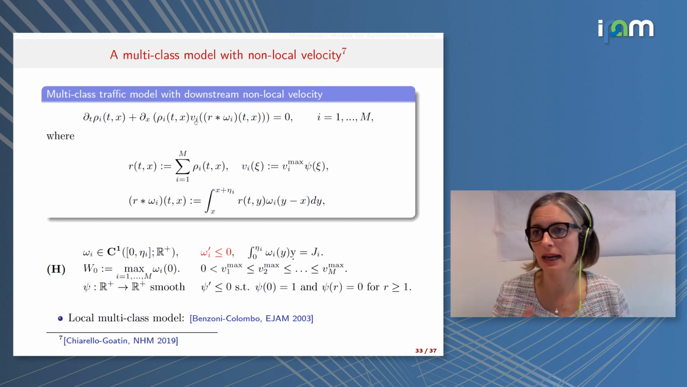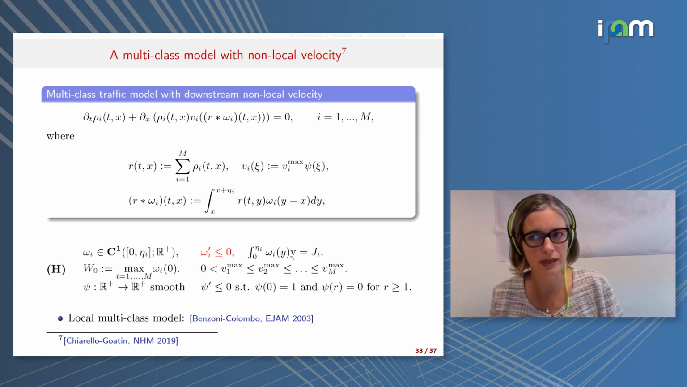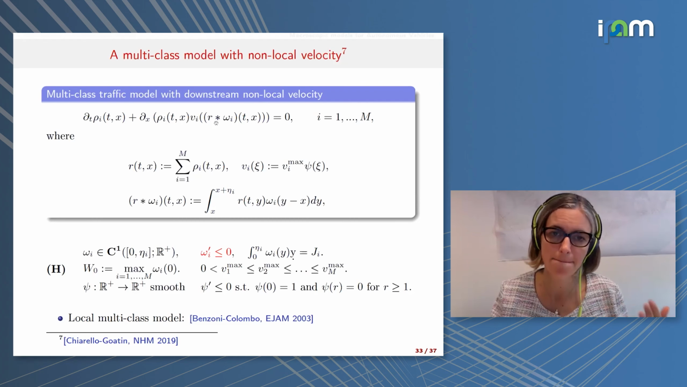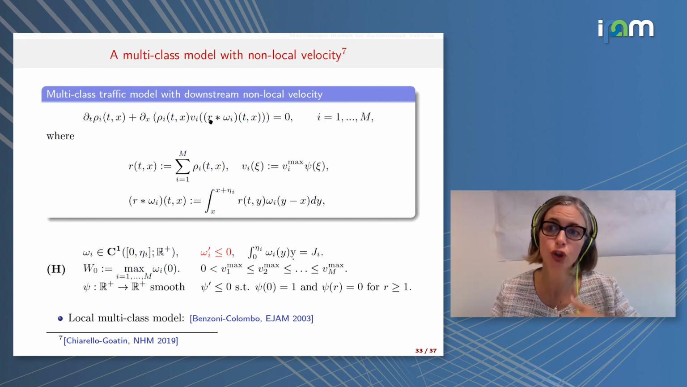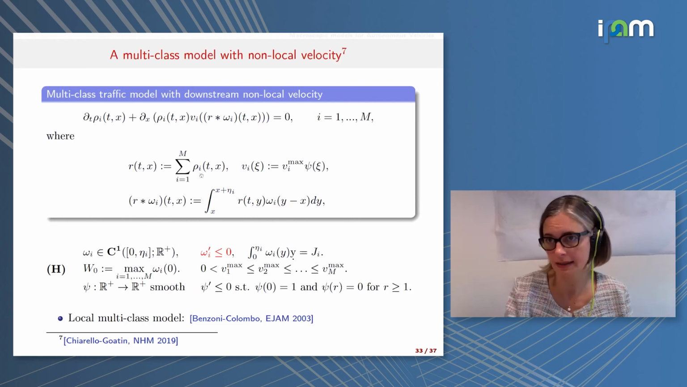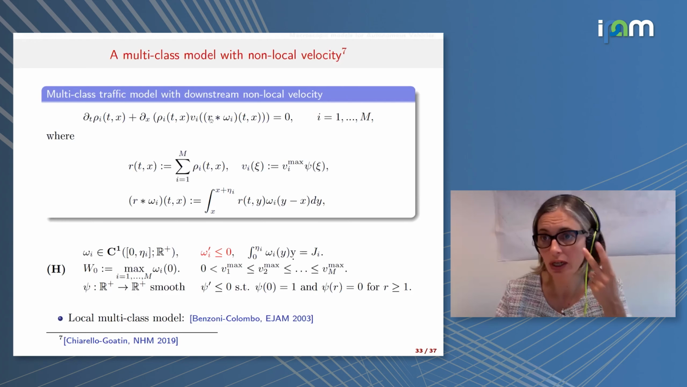So there may be classes that have higher speed or lower speed, but they all depend on an average mean of the total density. That means each class of vehicle adapts its own speed to the total traffic it has around it. So R here is the sum of the densities of all the classes, and the speed here depends on this capital R. So the two equations I have are coupled by this term.